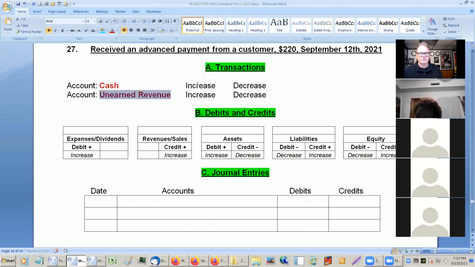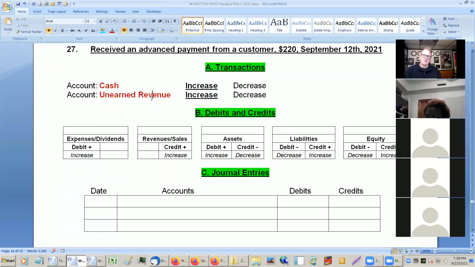Let me stop talking for a second here so I don't goof it up. All right, so cash is increasing. They've actually paid us the cash. They're not going to pay us anymore. There's no accounts receivable or anything like that because they've already paid us. Now, we have this unearned revenue. We now owe more. It's a liability, and it's going to be going up. Like I say, unearned revenue is an unfortunate name, but unearned revenue is a liability.